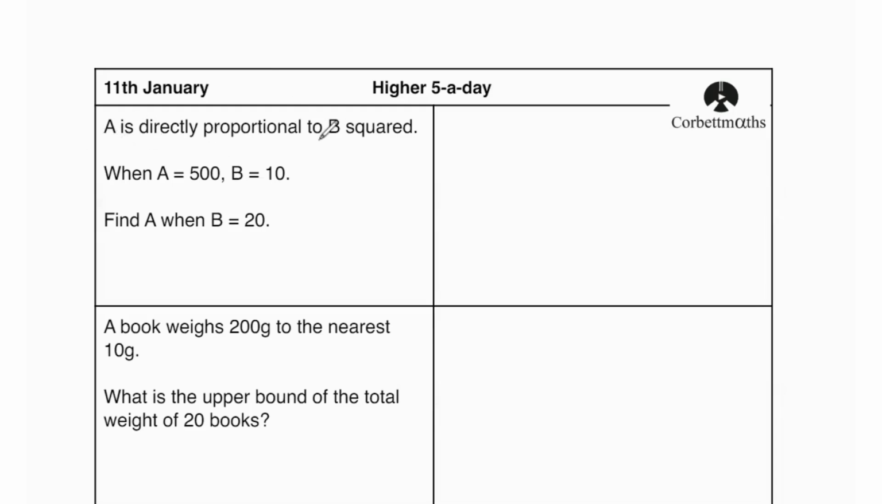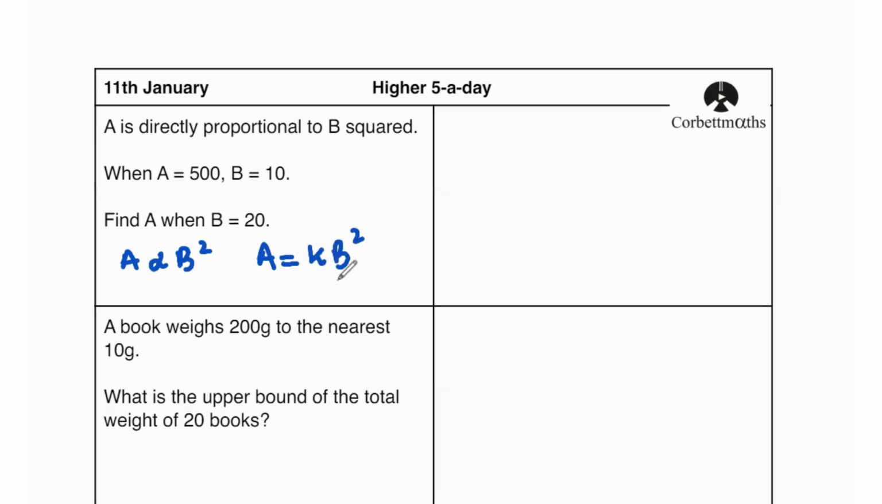So if A is directly proportional to B squared, it means as A is increasing, B squared is also increasing, or as A is decreasing, B squared is also decreasing. In directly proportional, your values are going in the same direction. Either both increase or both decrease. So A directly proportional to B squared would be A equals K times B squared. You replace the proportionality sign with equal to and the constant of proportionality, which is K.